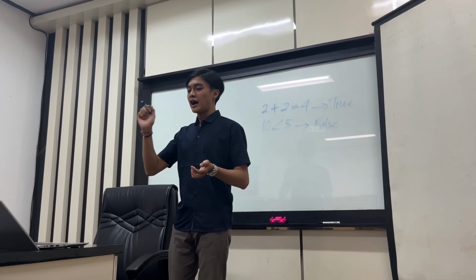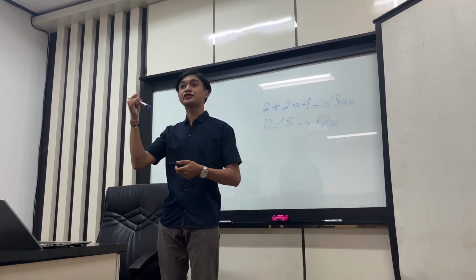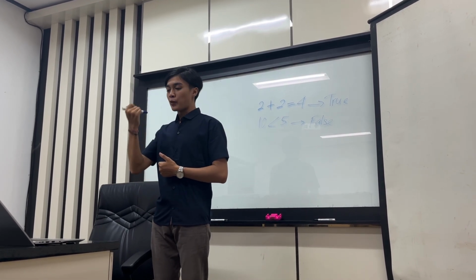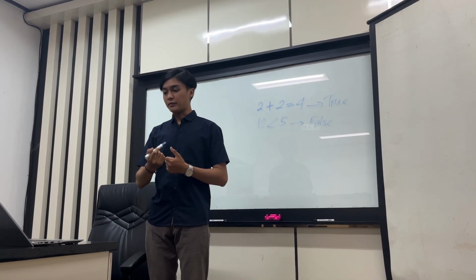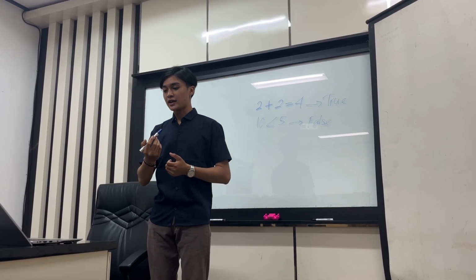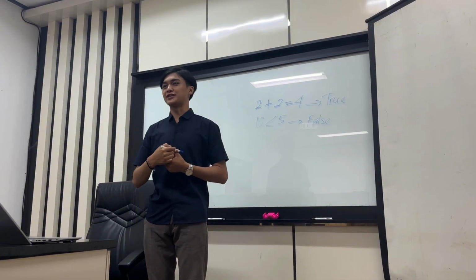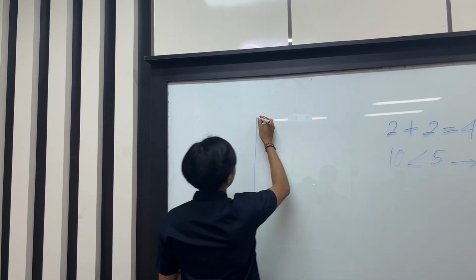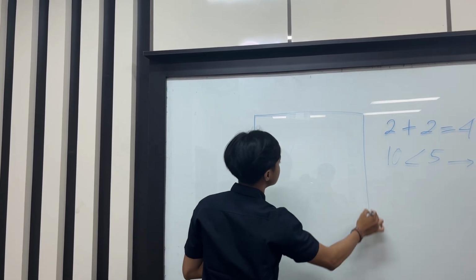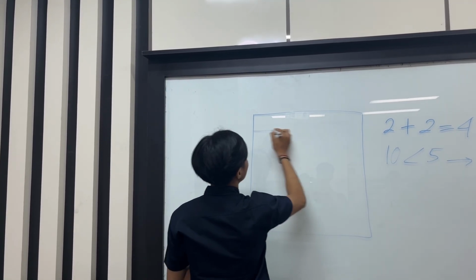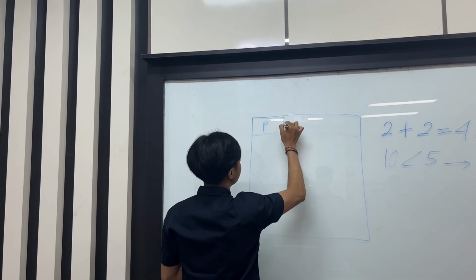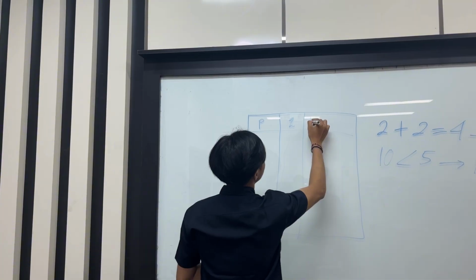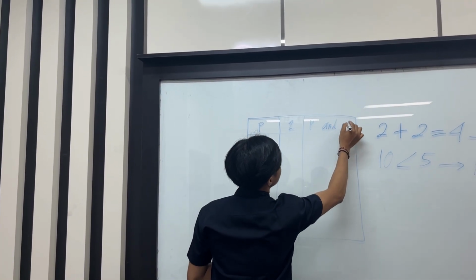Okay, student, the next material is the truth table. A truth table is used to determine whether a logical statement is true or false. I will write on the whiteboard. This is the truth table. This is P, this is Q, this is P and Q.